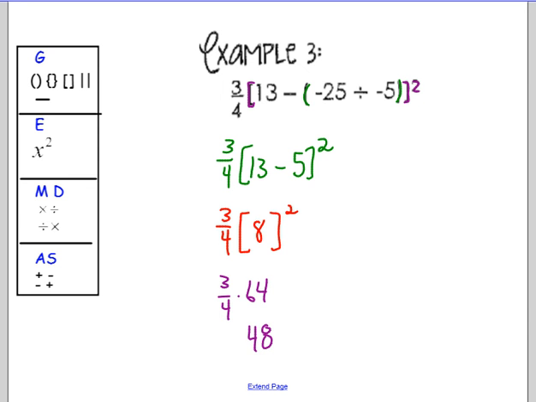And another way we could have done that is we could have said 3/4 times 64 over 1, and 4 goes into 64 16 times, and that would give me 48.